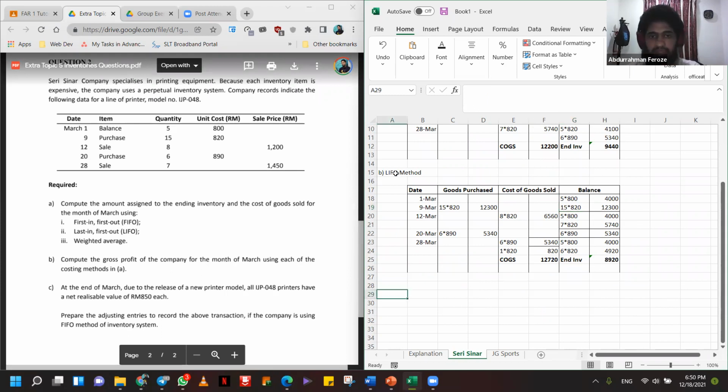Now the third one we have is the weighted average cost method. So this is a short form. Let me use this way.